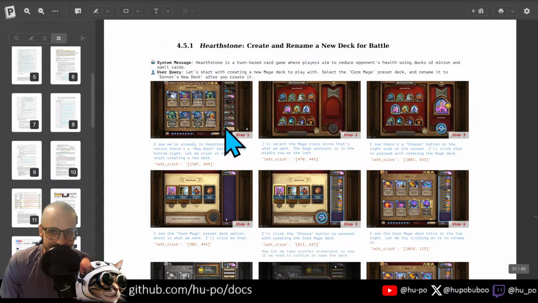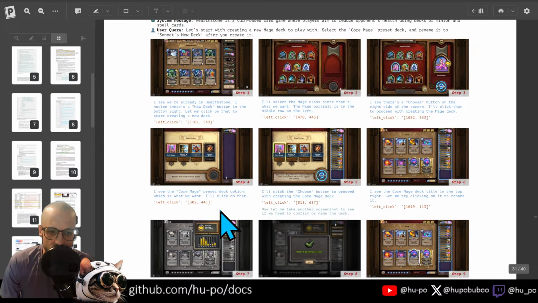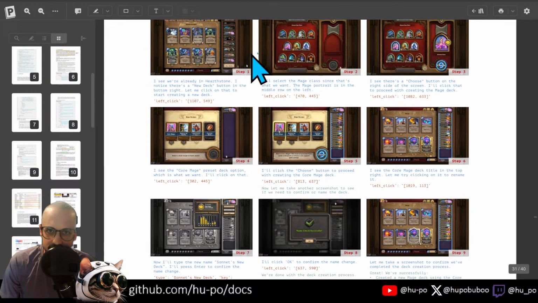It has to understand that it needs to create a new deck, and then it needs to click on that, and then click on the thing, and then hit choose. I'm at the core management button, then click this button. So there are like four or five different button clicks here.